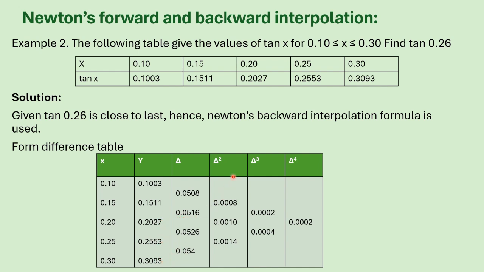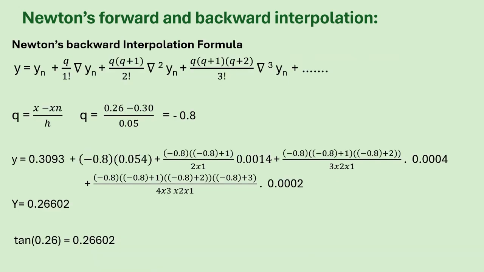Similarly, delta square is the difference of these two values. Delta cube is the difference of these two values. And delta 4 is this. So here we have to calculate till delta 4. Now when we see Newton's backward interpolation, we have to take these values. Let's substitute the values in the formula.